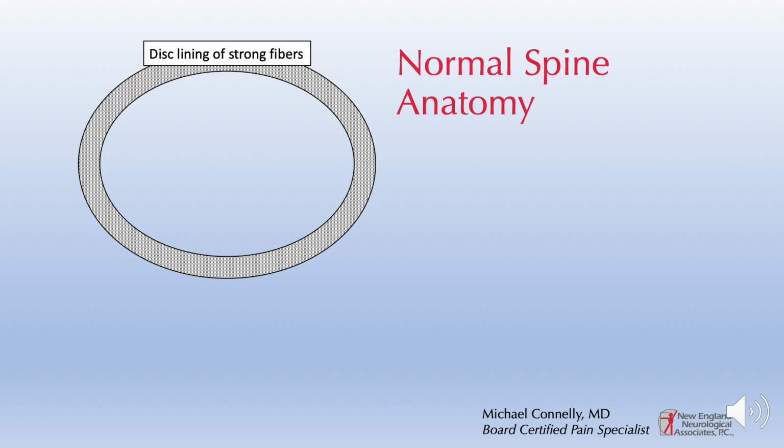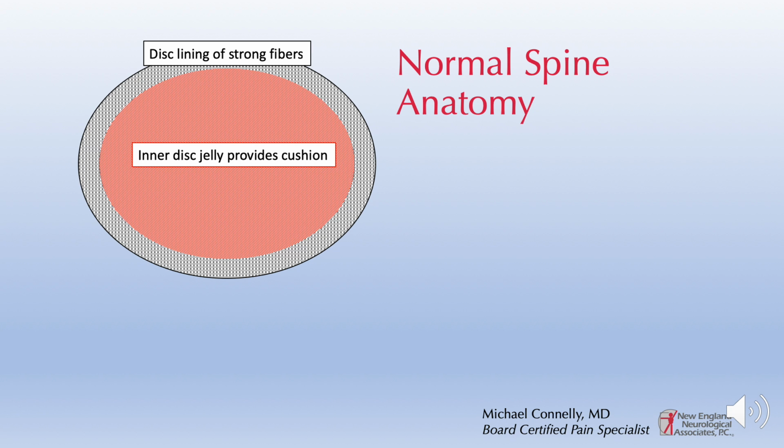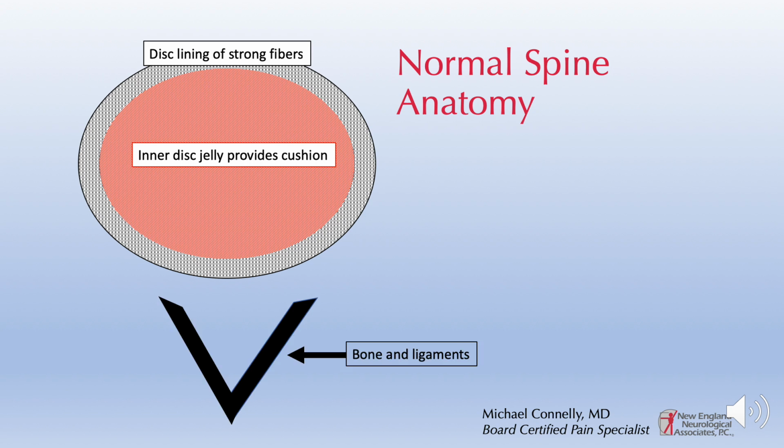Let's take a look at a drawing of normal spine anatomy, beginning with the outer lining of the disc, which is a strong fibrous band that holds the jelly on the inside of the disc in place, and together they provide stability and a cushion for our spinal canal.